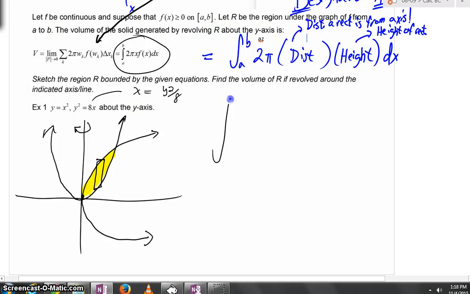So I can say, well, I'm going to use shells. I'm going to have dx here. I'm going to have 2 pi, and we're going to have distance, and we're going to have height. That's the designated hitter rule. And of course, we need bounds. We need boundaries here. Guess what our beginning x value is in this problem? It would be 0. We'd get 0 right here.